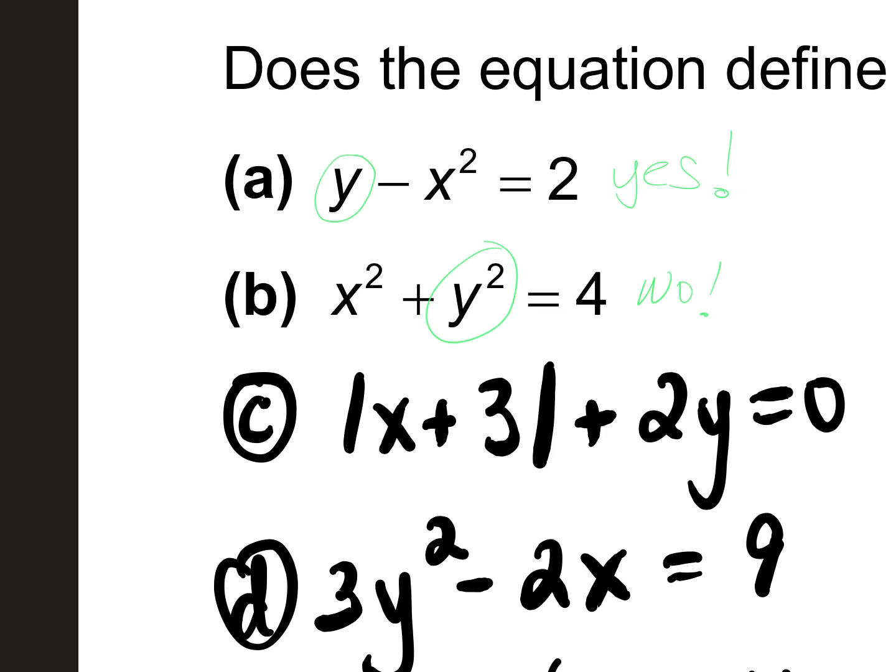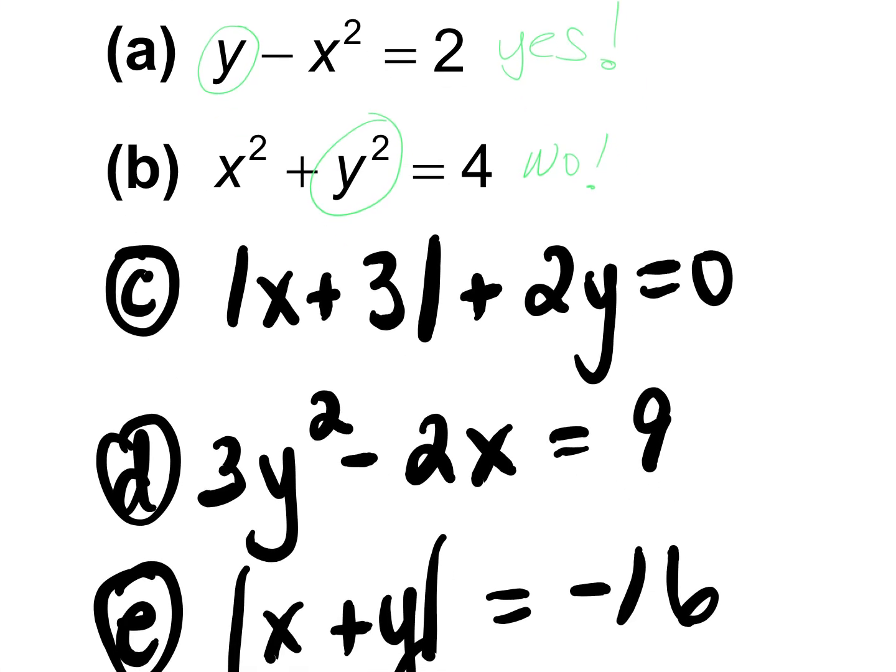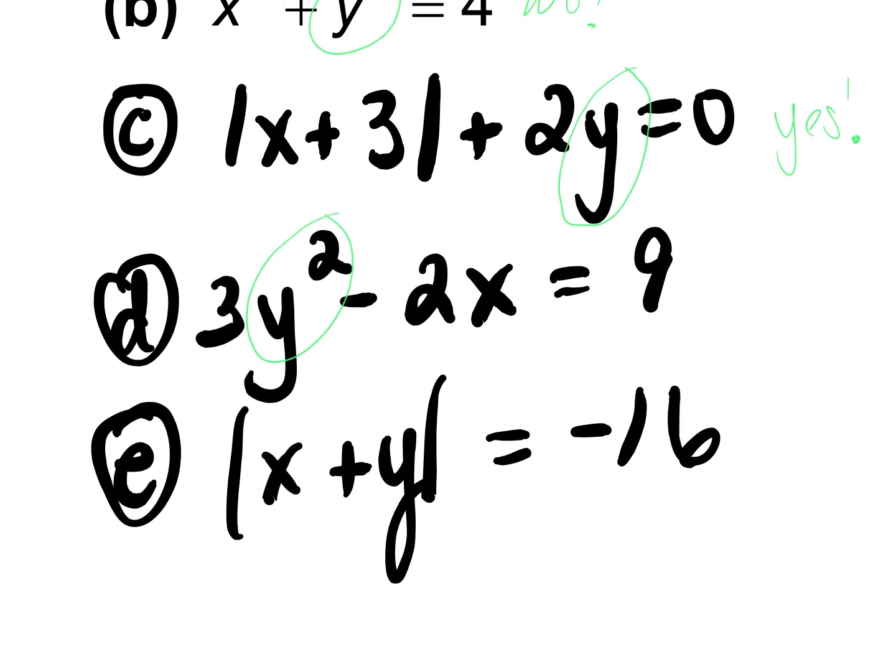So x doesn't matter. It says no x can be repeated. That's in its set of points. If I have, look at C. What's the letter that matters in an equation? Y. Is y raised to an even power? No. Is y an absolute value? No. So yes, this is a function. Okay, circle your y. Is y raised to an even power? Yes. So this is not a function.